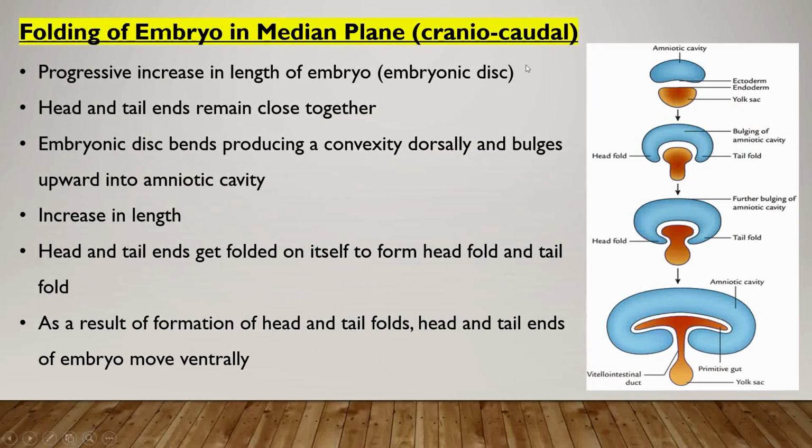So in folding of the embryo in the median plane, that is the craniocaudal direction, a progressive increase in the length of the embryo happens. Then, as the head and tail ends remain close together, the embryonic disc bends, producing a convexity dorsally and bulging upwards into the amniotic cavity. You can see here the convexity is there. With the increase in length, the head and tail ends get folded on themselves to form the head fold and tail fold. As a result of the formation of head and tail folds, the head and tail ends of the embryo move ventrally. So you can see here ventrally there is the head end and the tail end.